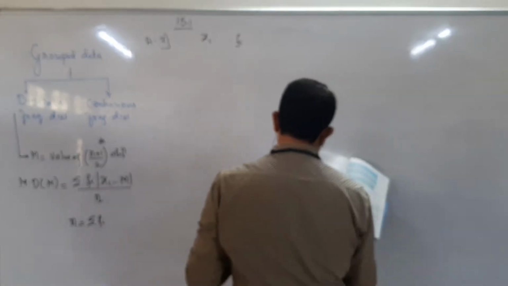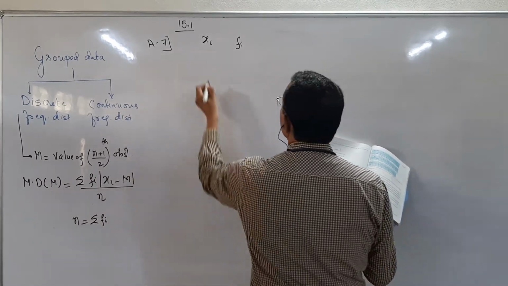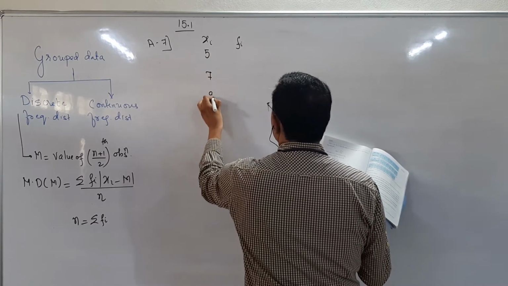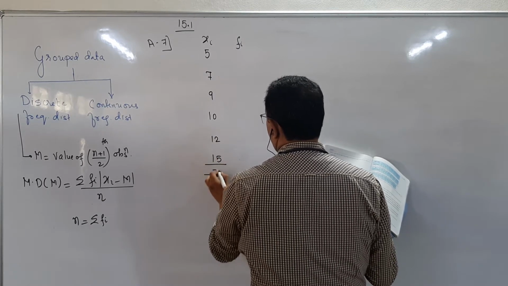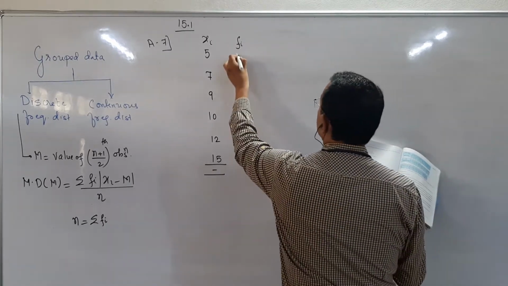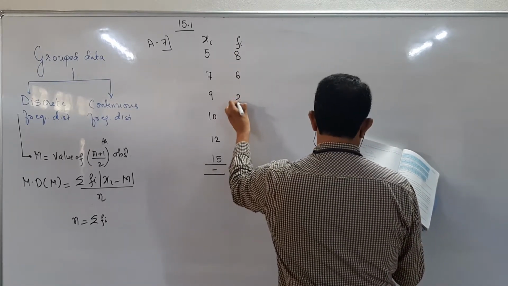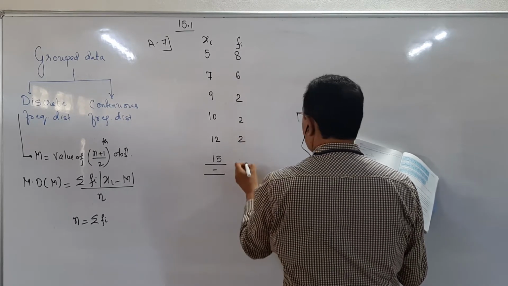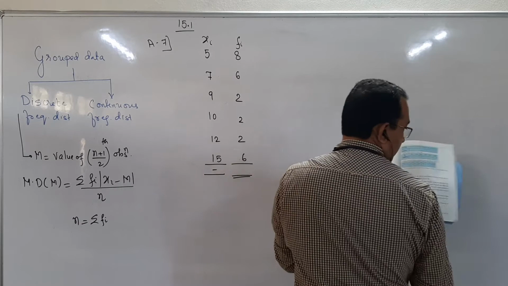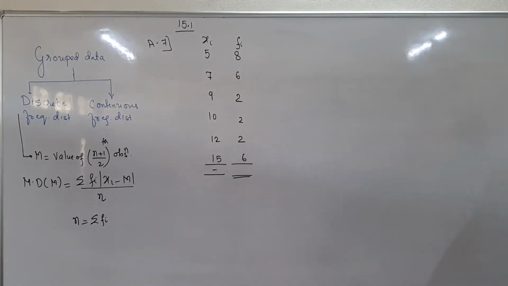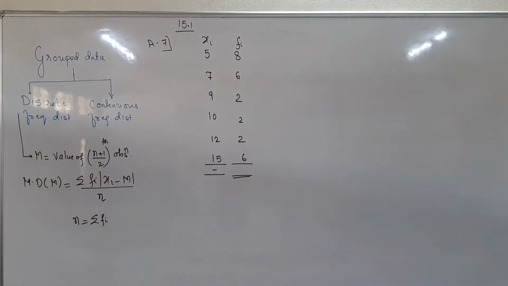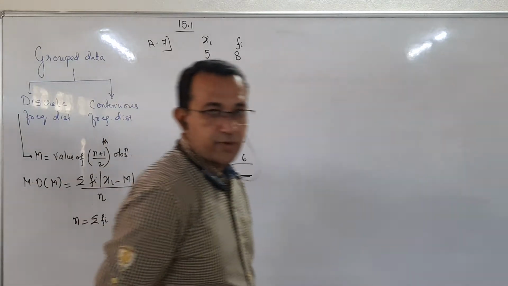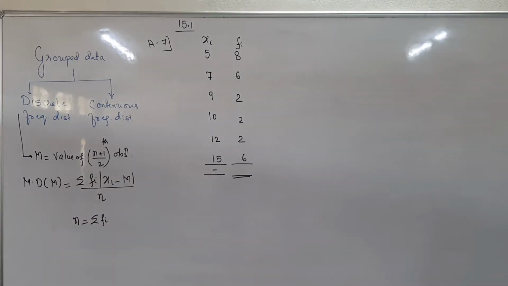Observations xi are 5, 7, 9, 10, 12, 15, which are already arranged in ascending order. If not, then students, we have to arrange them in ascending order. Otherwise we cannot do the sum by the method, and it will definitely be wrong. So we have to arrange the observations in ascending order.